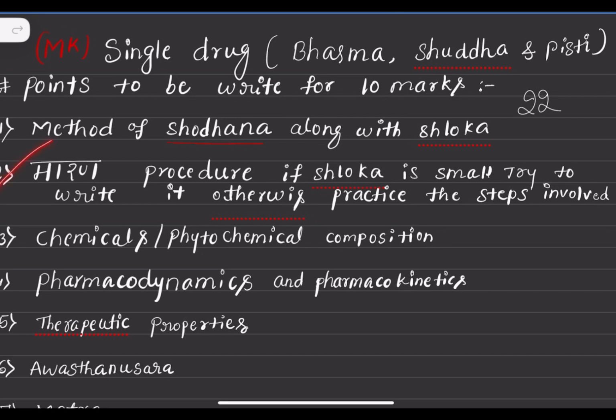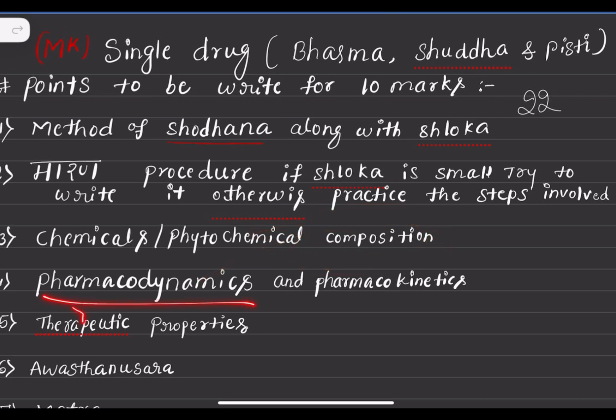The next point is the marana procedure. If the shloka is small, try to write the explanation in a stepwise form as given in our notes, and write it as it is in the paper. The next point is the chemicals or phytochemicals present in the bhasma. It is a main point we need to write.